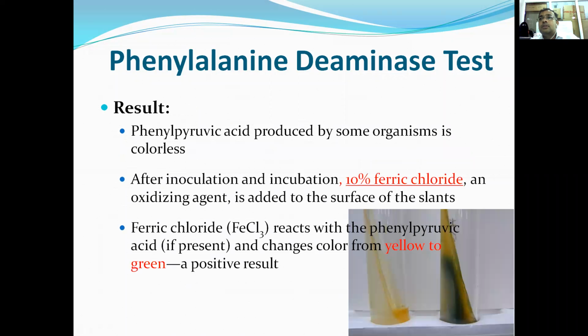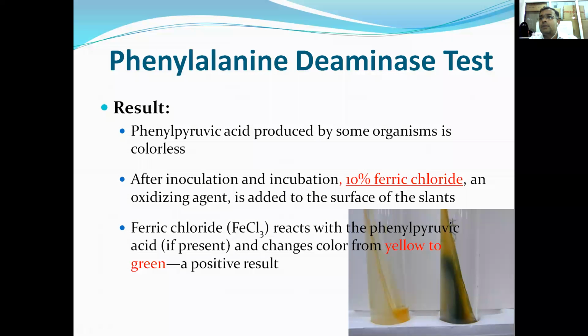On the next day, this does not produce a direct color change. Phenyl pyruvic acid, the end product of that breakdown, is colorless. We cannot see that particular product. So on the next day we have to add 10% ferric chloride. This acts as an oxidizing agent, and once the 10% ferric chloride is added and phenyl pyruvic acid is present, the color will change from yellow to green. So yellow to green on addition of 10% ferric chloride to overnight grown bacteria indicates that the phenylalanine deaminase test is positive.